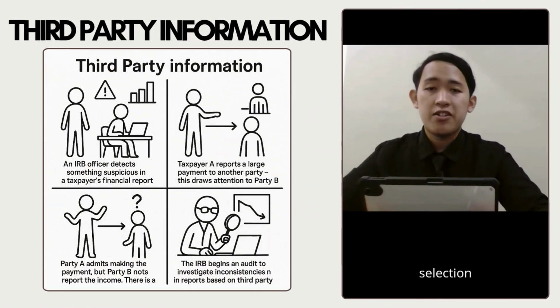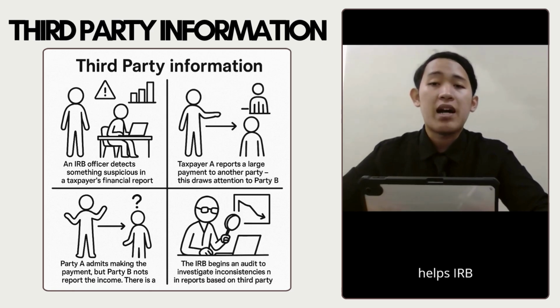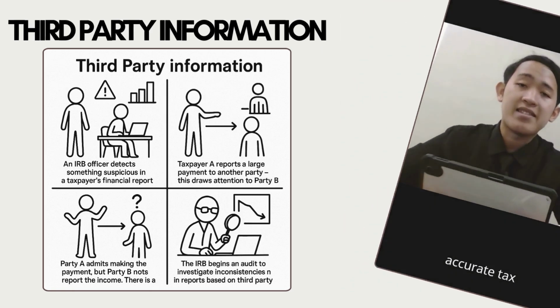Another key audit selection factor is third-party information. If IRB suspects underreported income based on data from related parties, such as mismatch between claimed expenses and reported income, it may trigger an audit. This helps IRB detect inconsistencies and ensure accurate tax reporting.